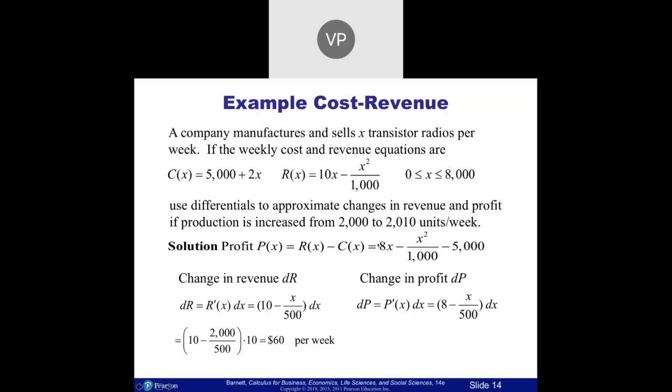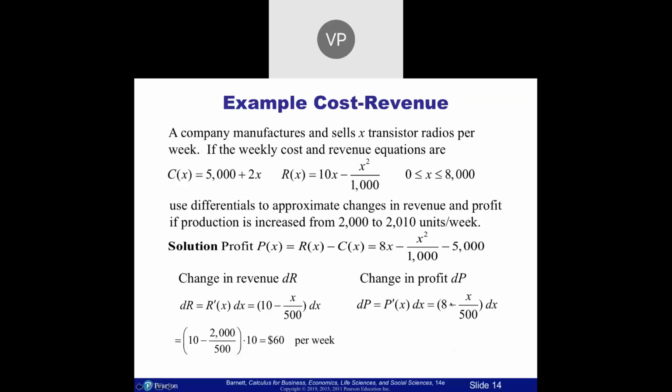Let's find the derivative. Well, the derivative of 8x is 8. The derivative of negative x squared over 1,000, we did that earlier. It's still negative x over 500. And then the derivative of negative 5,000, any constant, is 0. You just throw away the constants.